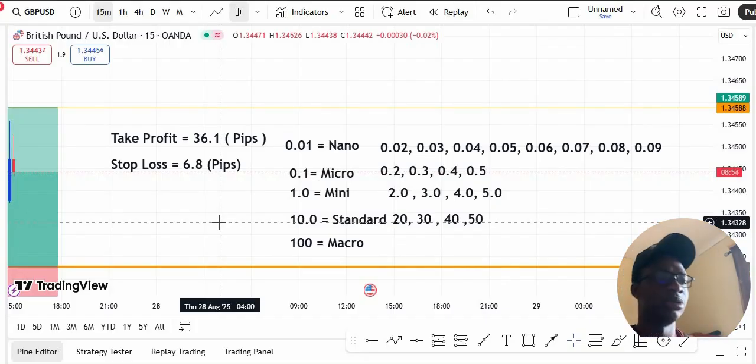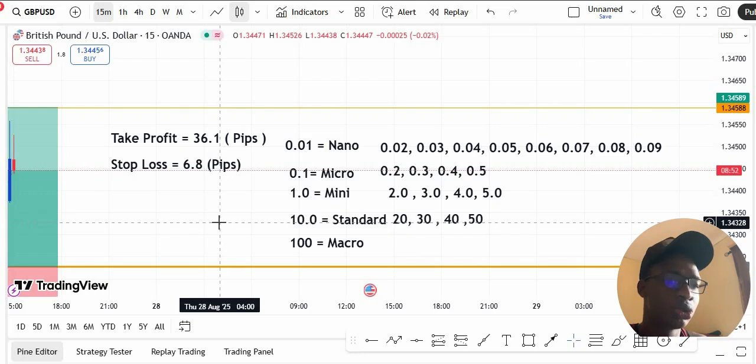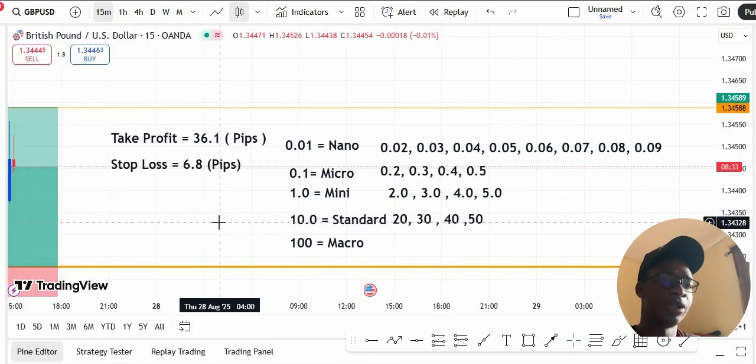You understand what I'm saying? So the 0.2 is going to be $2, 1 pip, $2. If you are using the 0.3, 1 pip is going to be disbursing $3. 0.4, 1 pip is going to be disbursing $4. 0.5, 1 pip is going to be disbursing $5. Up to 0.9, which is going to be 1 pip, $9.